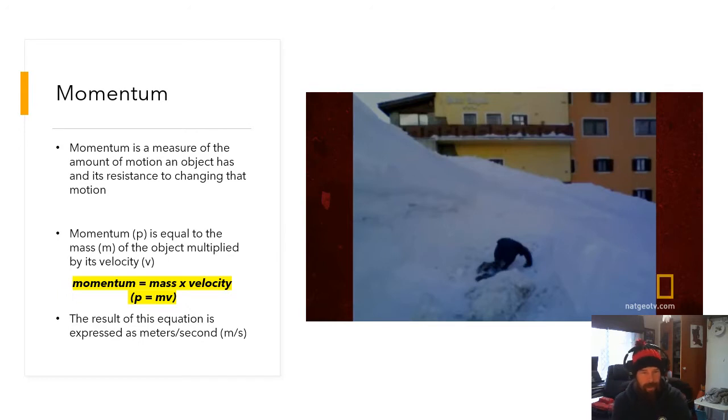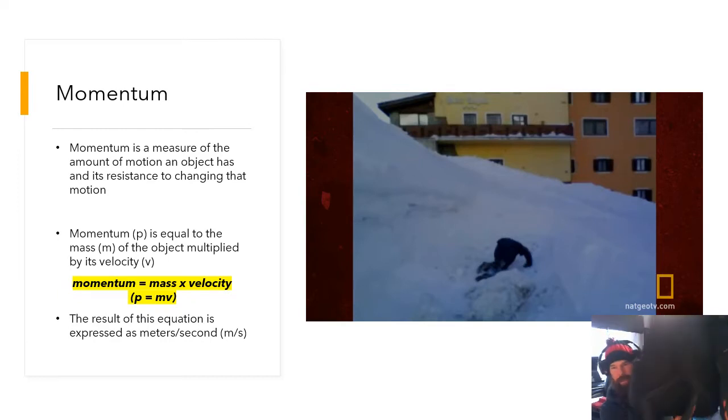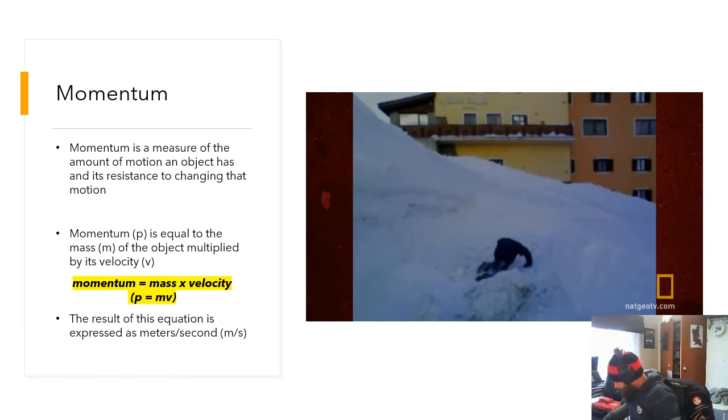So basically, the greater the mass something has, and the faster it's moving, the greater momentum it has. If we compared, say, a tennis ball versus my work backpack, the backpack is going to have a greater momentum if it was to move at the same velocity because it has a greater mass.